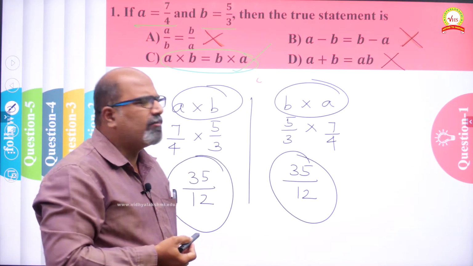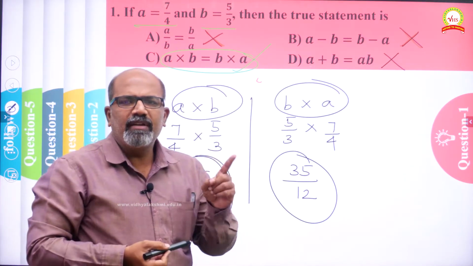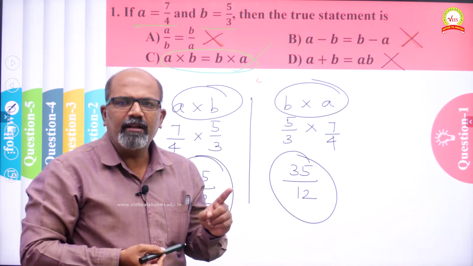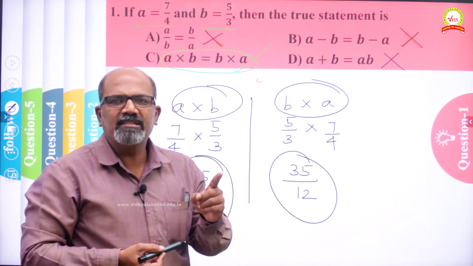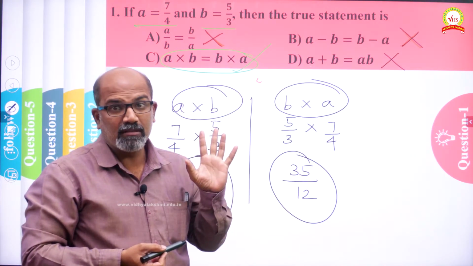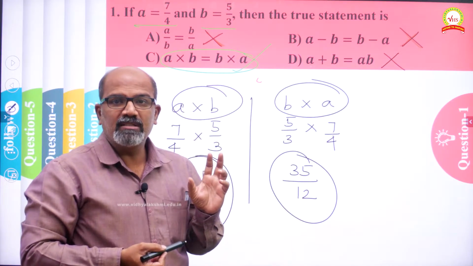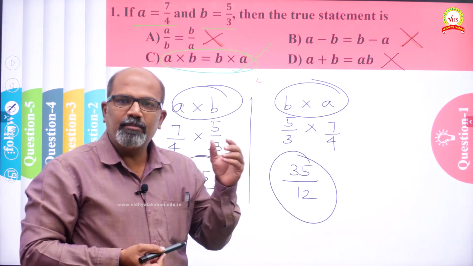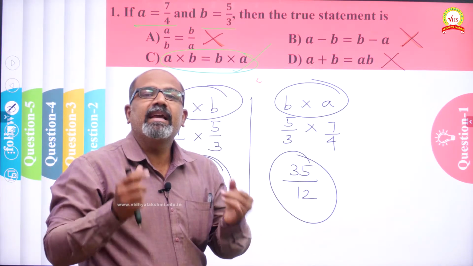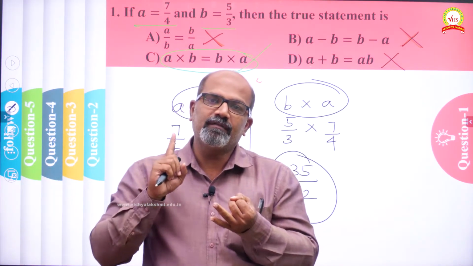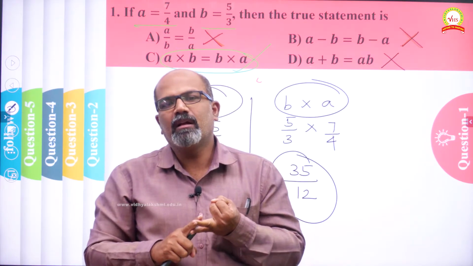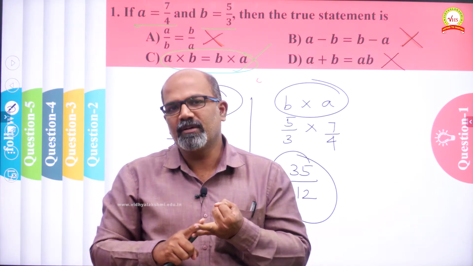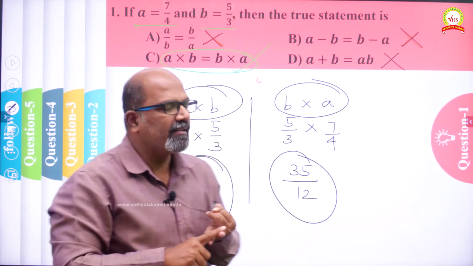You have to remember that rational numbers obey the commutative property only for multiplication and addition. Yes, addition also it will obey. Rational numbers will obey the commutative property of addition and the commutative property of multiplication. In the case of subtraction and division, rational numbers will not obey the commutative property. Okay, keep it in your mind.